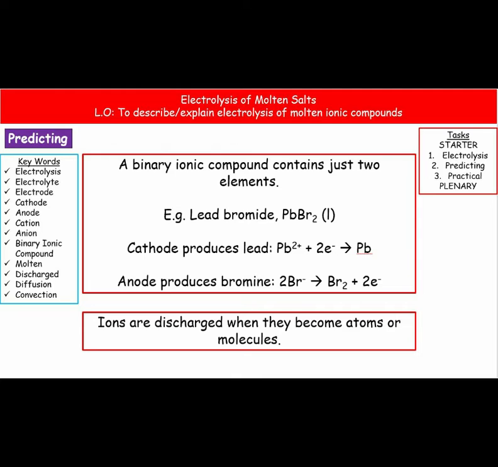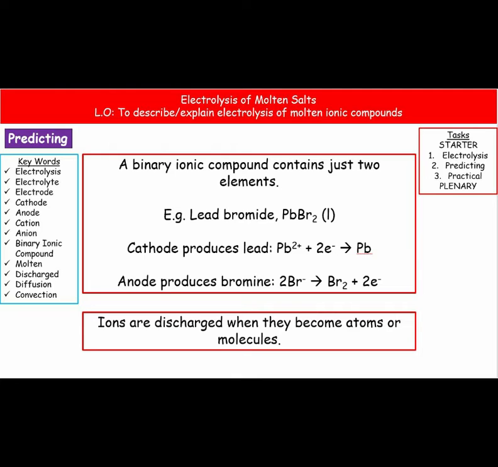Now, as we've already said, in electrolysis, what's actually going to happen is, as we turn on our current, then the electricity is going to split those 2 ions. So the lead is going to be split away from the bromide ions. Now, what we're going to do is have a look to see what happens at each electrode.